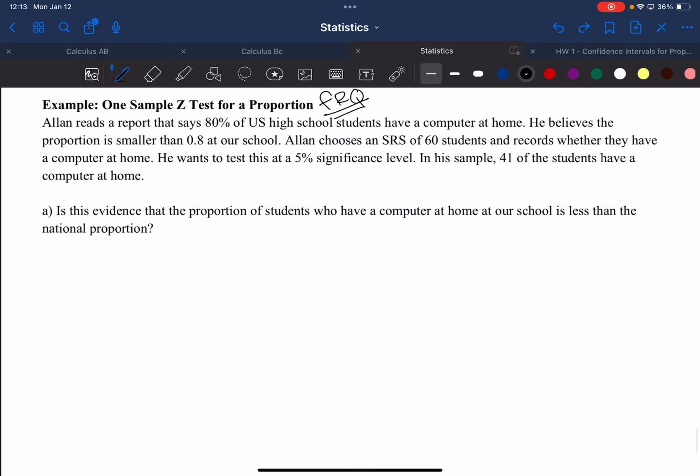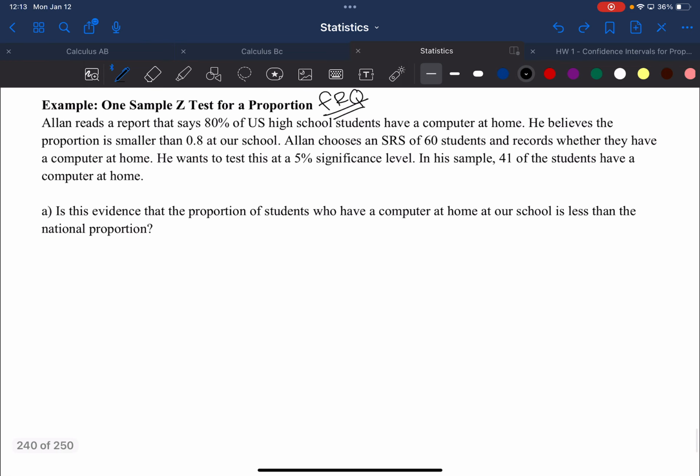So the first thing I'm going to do is read the problem. It says, Alan reads a report that says 80% of U.S. high school students have a computer at home. He believes the proportion is smaller than 0.8 at our school. Alan chooses an SRS of 60 students and records whether they have a computer at home. He wants to test this at a 5% significance level. In his sample, 41 of the students have a computer at home.